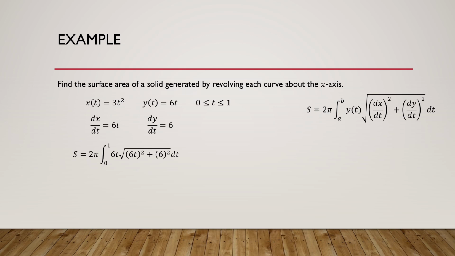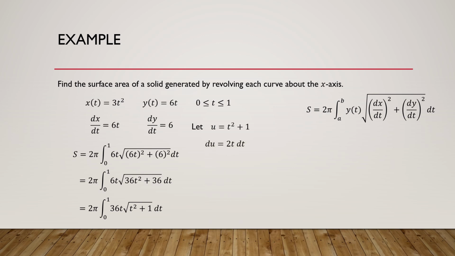First, we compute the squares inside the radical. Next, we can factor out a 36 from the binomial. That will be 6 when moved outside the square root, times the 6t that is already there, to get 36t. This leaves t squared plus 1 under the square root. We then let u equal t squared plus 1. du will then be 2t dt, making t dt equal to du over 2.